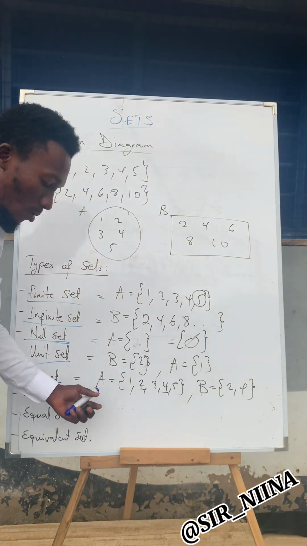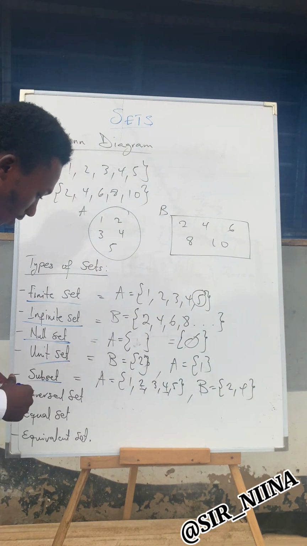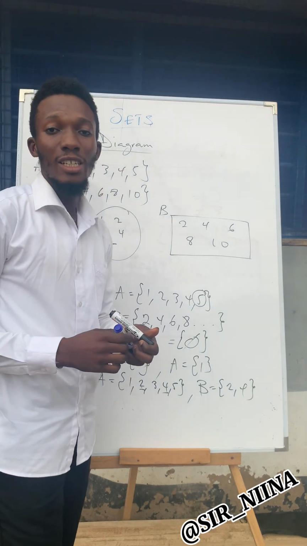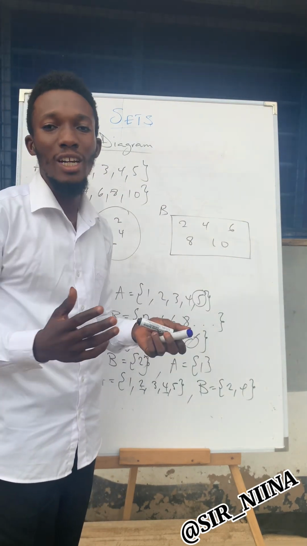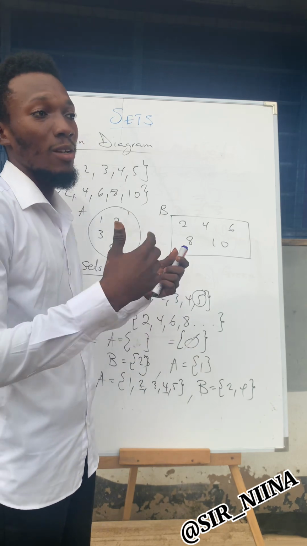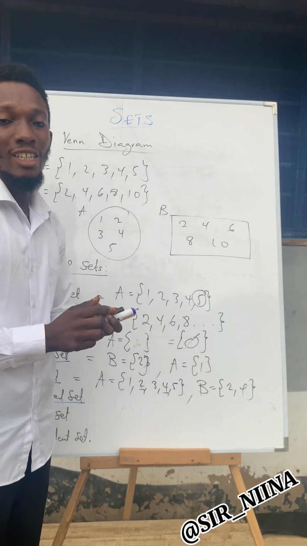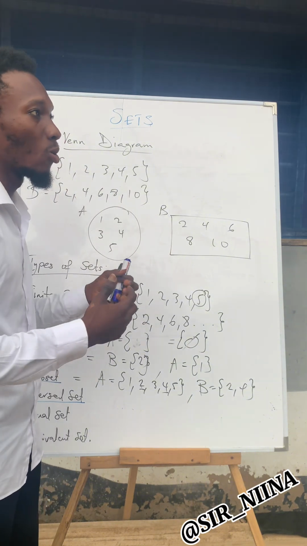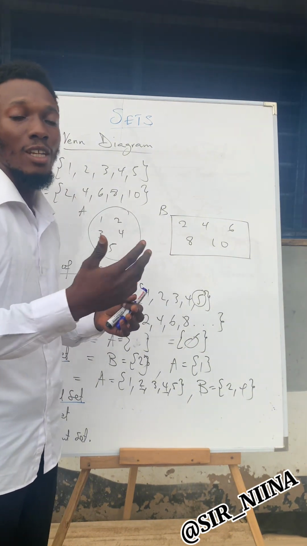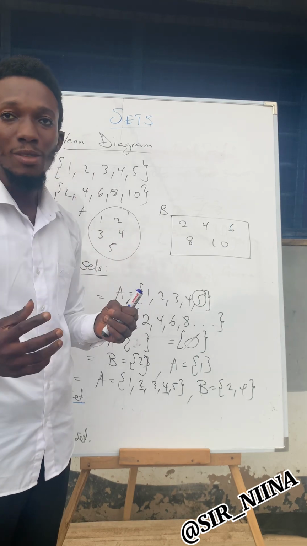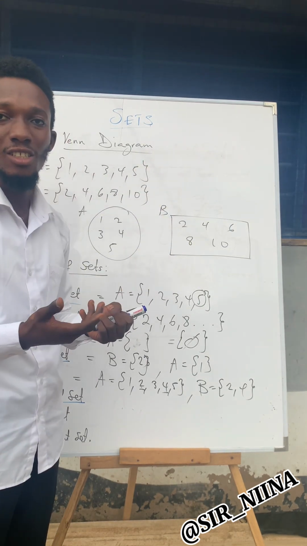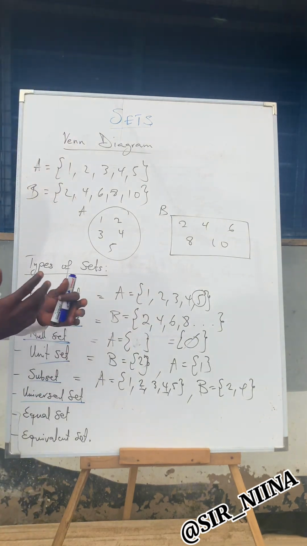Now we move on to the universal set. When we talk of the universal set, it is a set that contains all the elements under discussion. It is also termed as the mother set. It is the set where all subsets are formed from. So we have a universal set and then we have subsets. All the elements in the subset are formed out of the universal set and can be found in the universal set. You get it? That is what we term as the universal set.